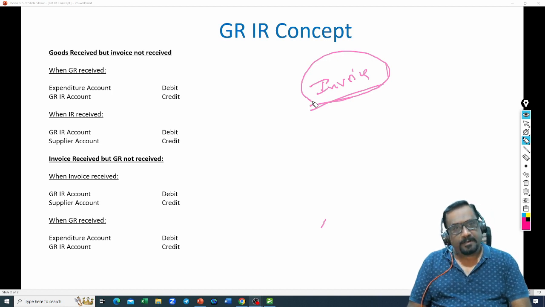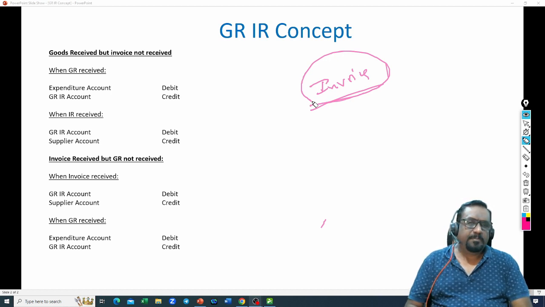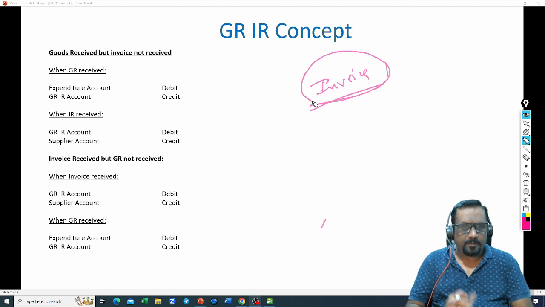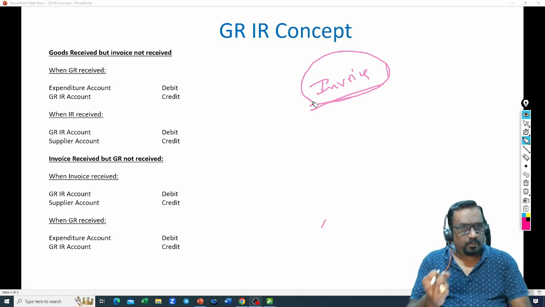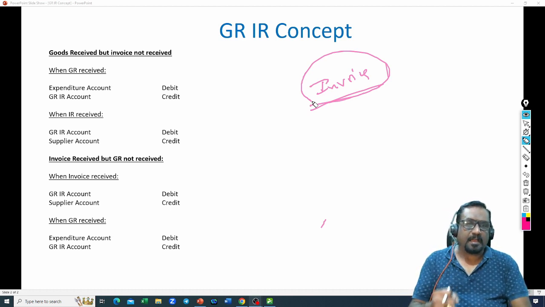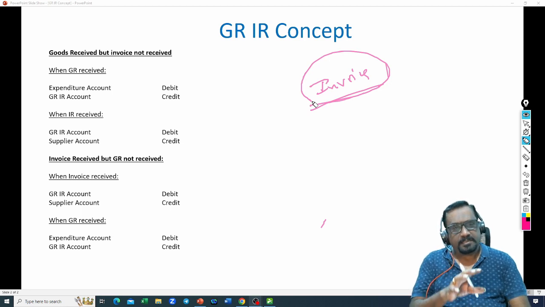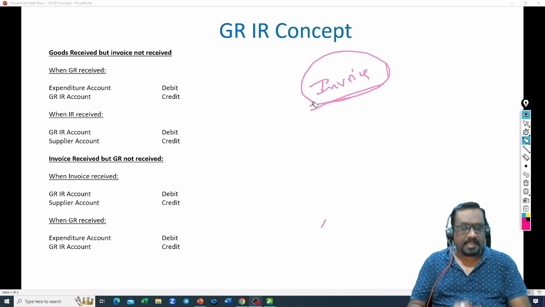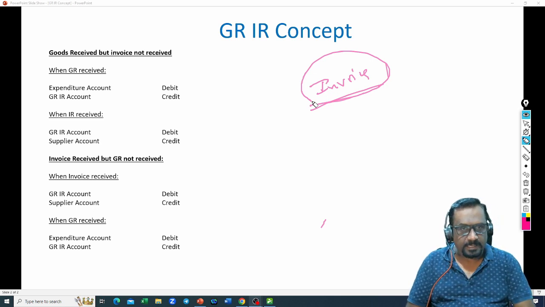And what will happen? At the time of the due date, whether you received materials or not, since I already processed this invoice and the amount is lying as a credit balance in the supplier account, that amount will be picked up for the payment automatically and the amount will be paid.